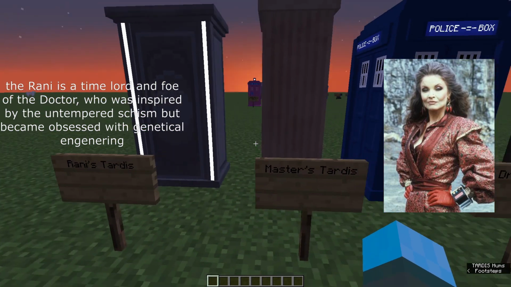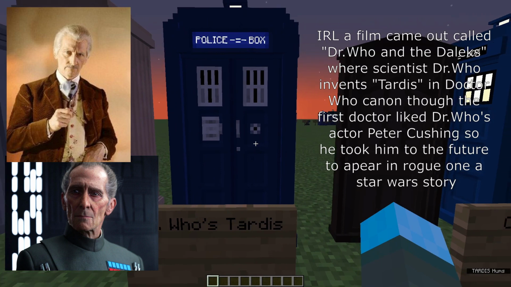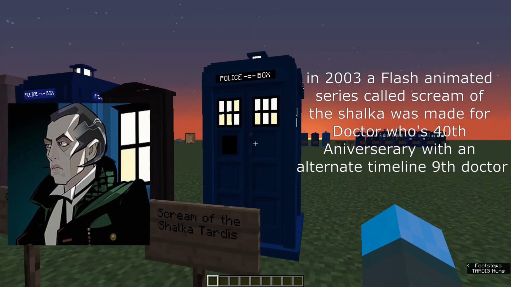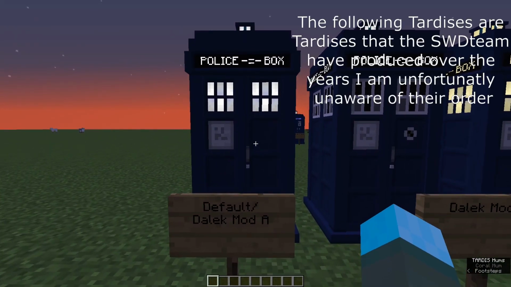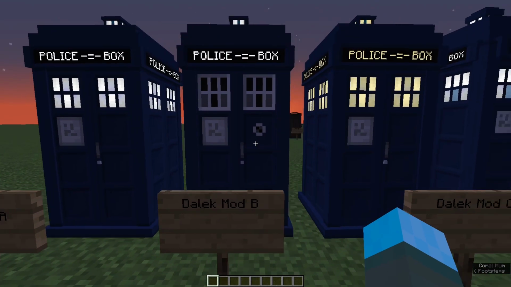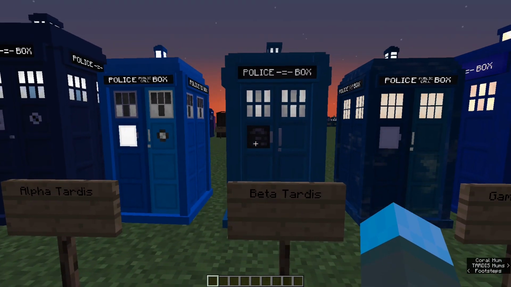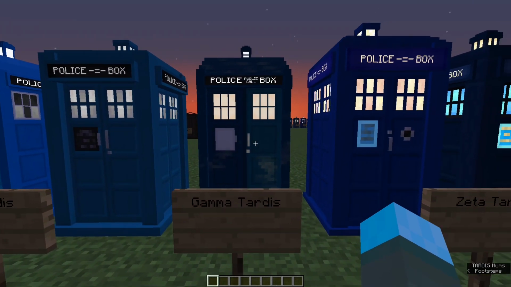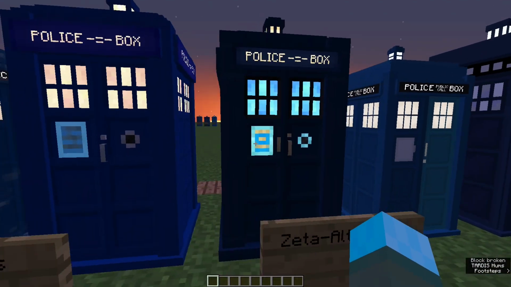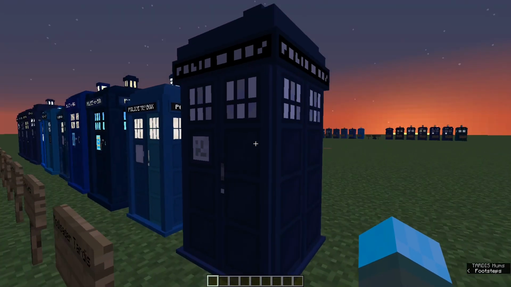Rani TARDIS, Master's TARDIS, Dr. Who's TARDIS, Chronotis's TARDIS, Scream of the Shalka TARDIS, Default / Dalek Mod A TARDIS, Dalek Mod B TARDIS, C, D, Alpha, Beta, Gamma, Zeta, Zeta Altered, Delta, and finally the mod loader.